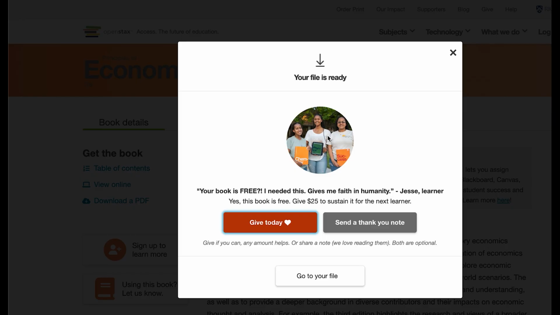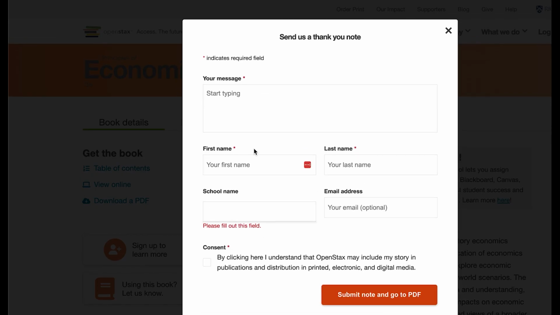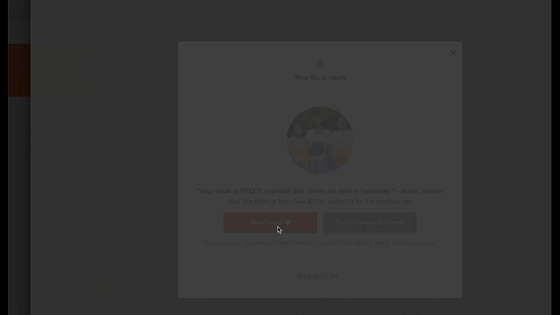But notice if you were in a hurry, or let's say you weren't paying attention, you might not even see this. You might be more tempted to think, I gotta give, or I gotta send a thank you note first before I can get to the file. Look at this. And then this would get your information. Let's see what this would be. So I've never clicked on this before. So let's see what this does.